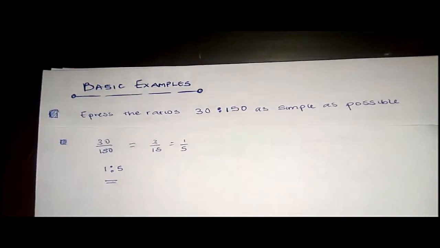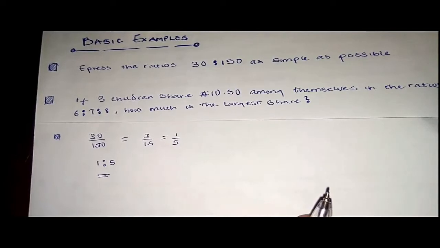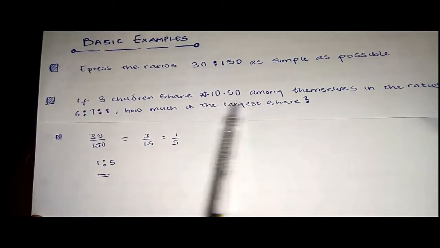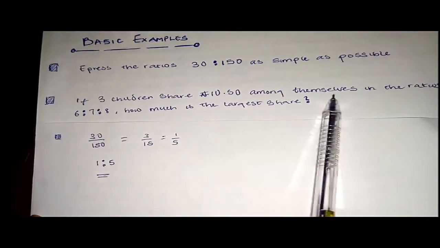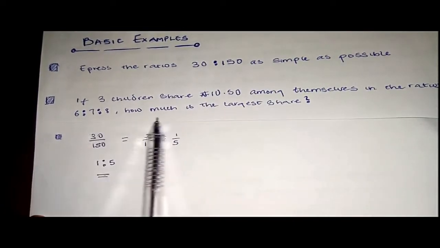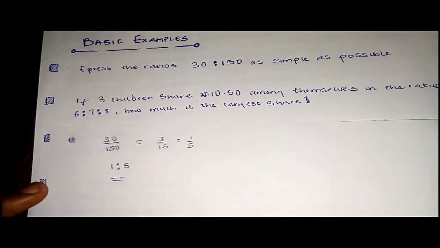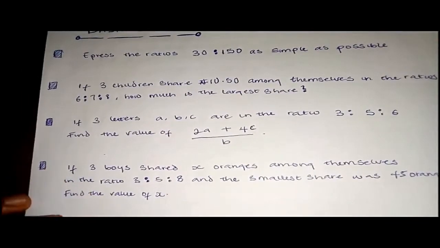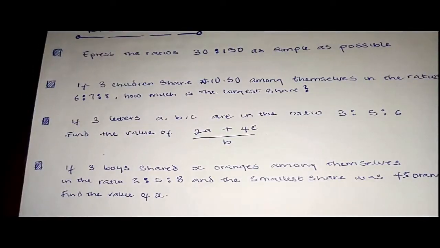Now the next one is actually to find the largest share. If 3 children share 10.50 kobo among themselves in the ratio 6:7:8, how much is the largest share? For us to do this, you need to remember that, just like we did the other ones, you bring out the information. So we have 3 children.